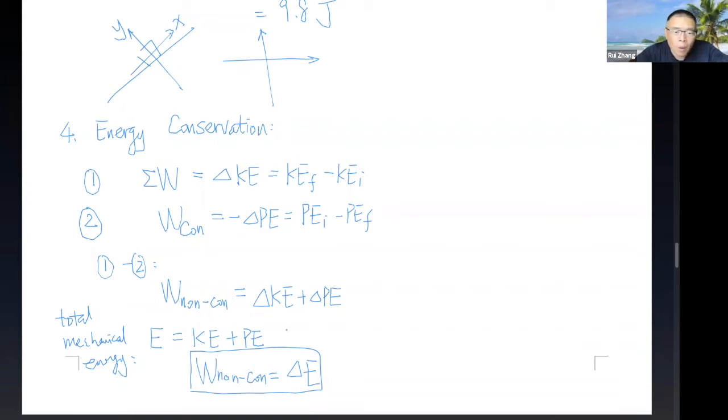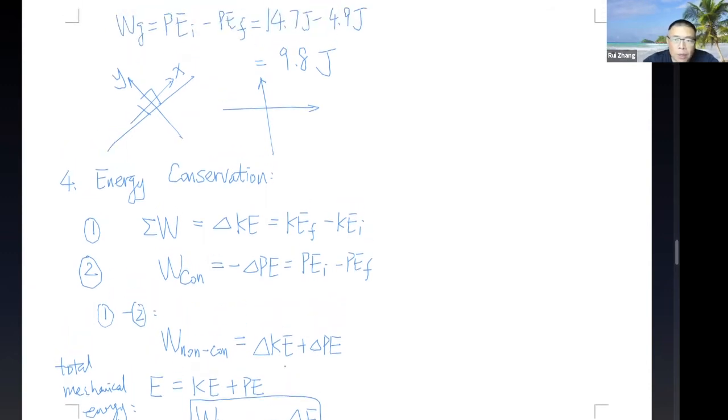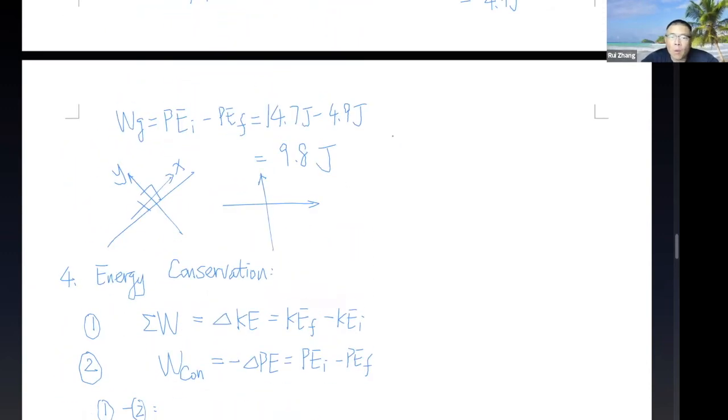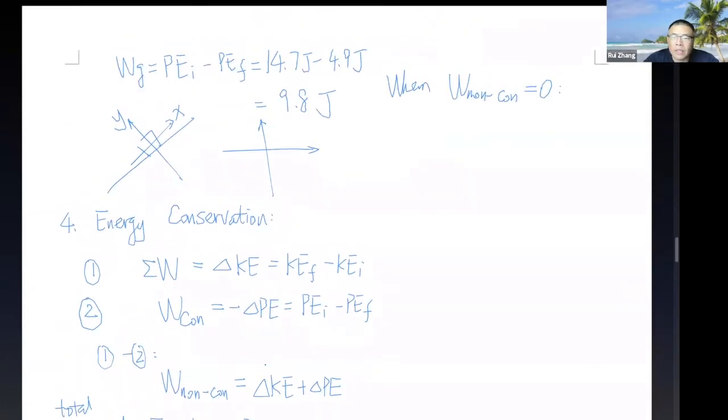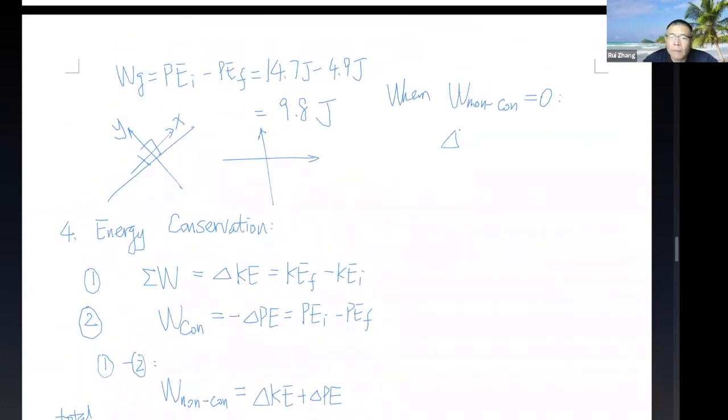Well, this one can be used in general, but for us, mostly we consider a simple case, okay? When the work done by non-conservative force is 0, based on this, we have delta E equals 0, okay? Or we can say the total initial energy equals the total final energy. And this is what we call energy conservation.